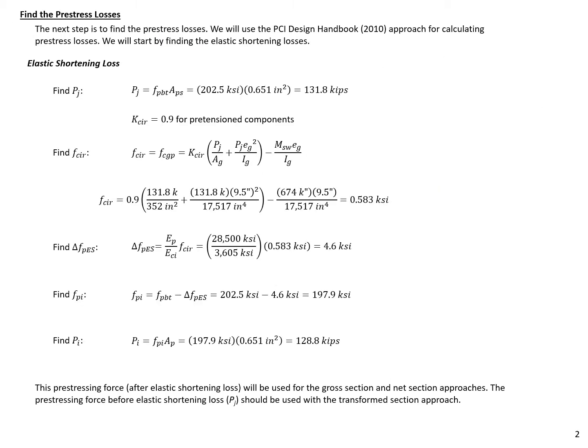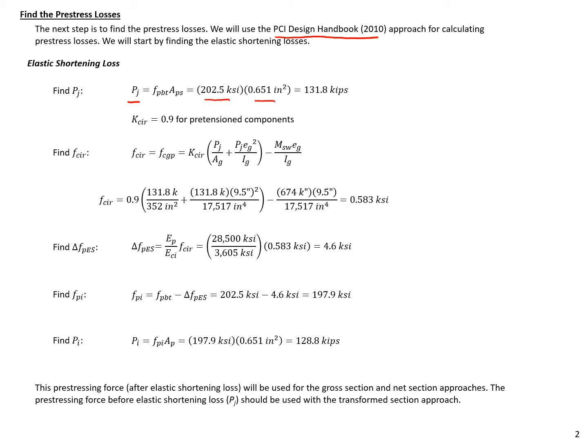Our first step is to calculate our pre-stress losses. And we're going to use the PCI Design Handbook approach from the 7th edition of the PCI Design Handbook. The elastic shortening losses can be calculated the same way that we have in our previous example. So we'll need our force in our strands at jacking, so before transfer. So our 202.5 ksi times our total strand area.